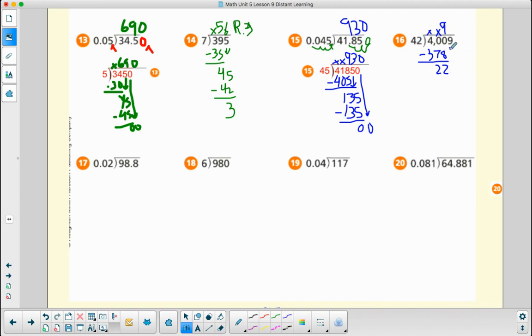22 is less than 42, so I can bring down my 9. Now, how many 4s in 22 would be 5? So there's about 5. 5 42s would be 210, sorry. Leaves me with 19. And this was a whole number divided by a whole number, so I get to just use that as a remainder.